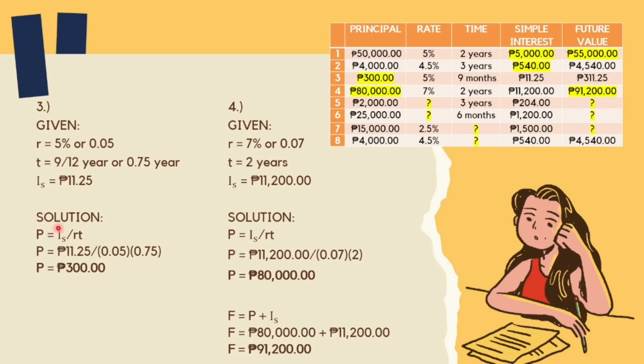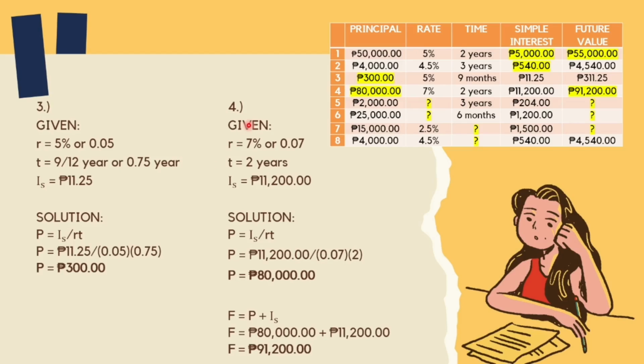In this one, we're trying to solve for the principal. The formula for the principal is equal to simple interest divided by the product of rate and time. Substituted, we have the simple interest of 11.25 divided by the product of 0.05, which is the rate, and 0.75, which is the time. Once you plug that into your calculator and hit the equal sign, you will get an answer of 300. Don't forget the peso sign. Again, don't forget the monetary symbol.